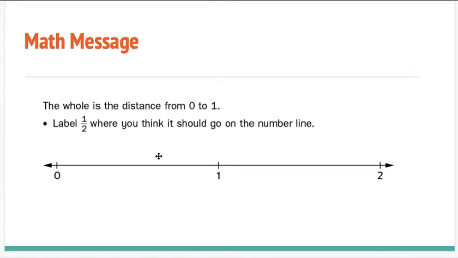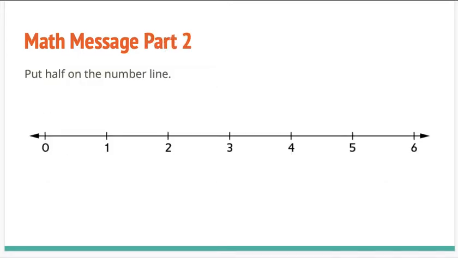You should have put the 1/2 right here, halfway between 0 and 1. That would be 1/2. We split the 0 and 1, which is the whole, into 2 pieces because the denominator is 2, and we jump 1 piece. All right, let's look here. Can you put half on this number line?